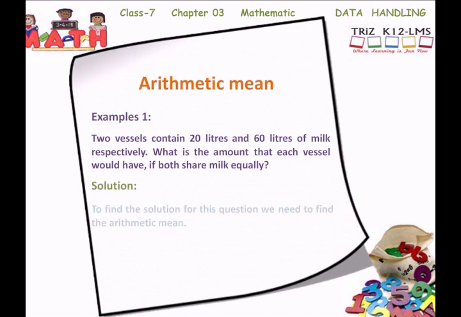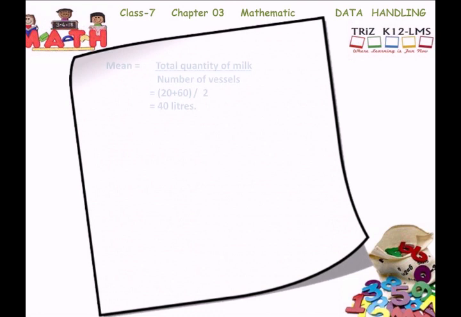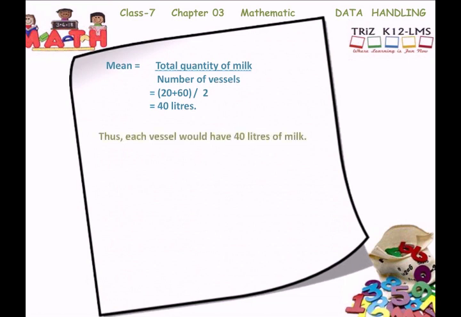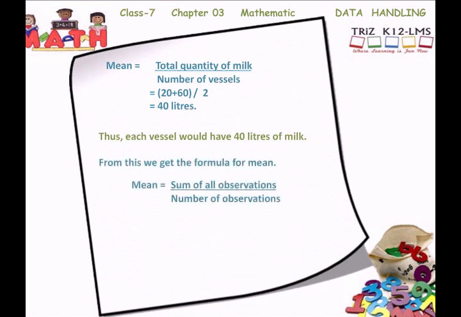Solution. To find the solution for this question, we need to find the arithmetic mean. Mean is equal to total quantity of milk divided by number of vessels. That is, 20 plus 60 divided by 2 is equal to 40 liters. Thus, each vessel would have 40 liters of milk. From this, we get the formula for mean. Mean is equal to sum of all observations divided by number of observations.